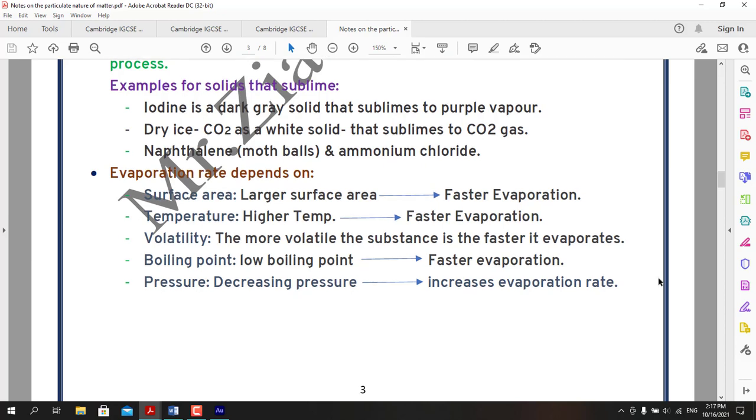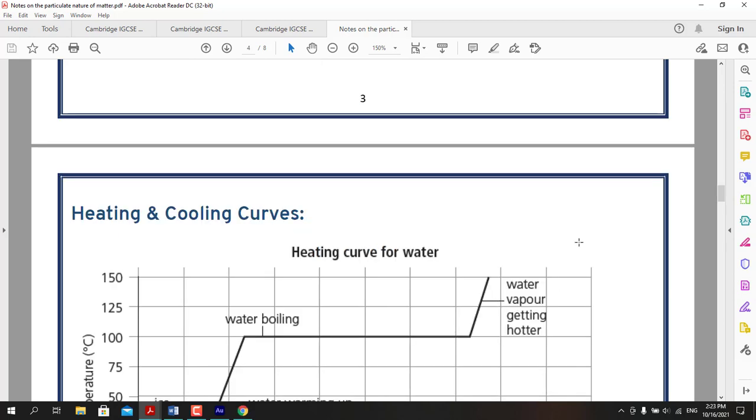The pressure. Decreasing the pressure means that we allow the gas to expand and have more space for it to move around. So these particles are allowed to get away from each other. So that increases the evaporation rate.